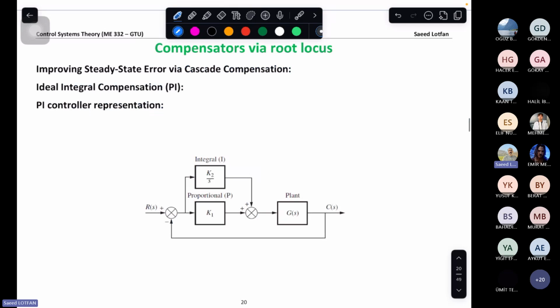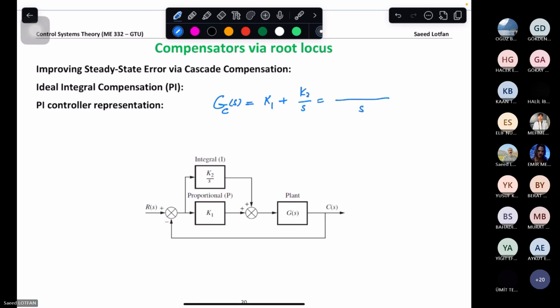So why are we calling this a PI controller? As shown here, we have the integral part and the proportional part. So G_C(s) is the proportional part plus the integral part, which is K1 plus K2 over s. This can also be rewritten: if you factor out K1, you get K1 times (s plus K2 over K1) over s, which is equivalent to K (s plus A) over s.